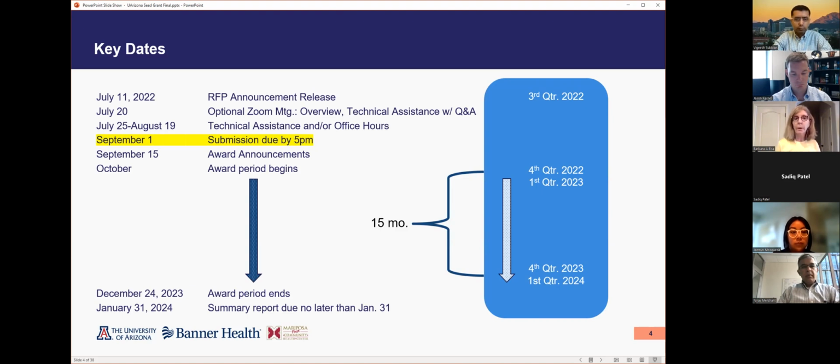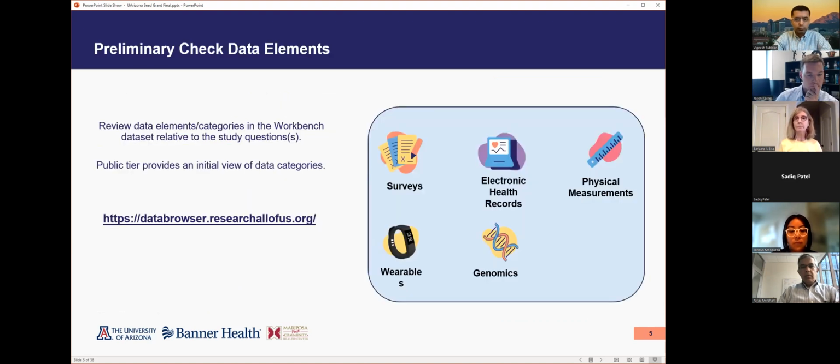This is to prepare for an award period that would begin in October, hopefully the early part of October, to allow the awardees about 15 months ending December 24th at the end of the semester 2023. Thereafter, a very short summary report would be due by the end of the month after the new year. And next.